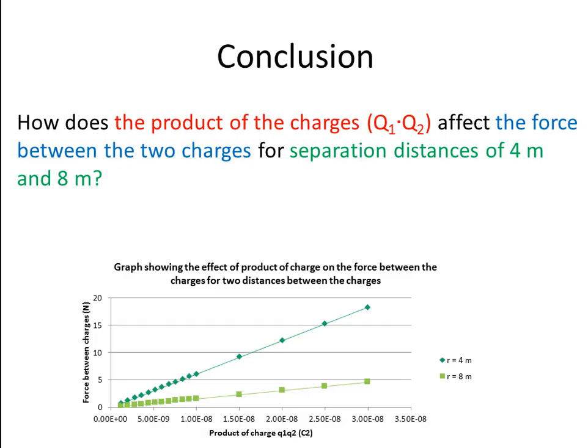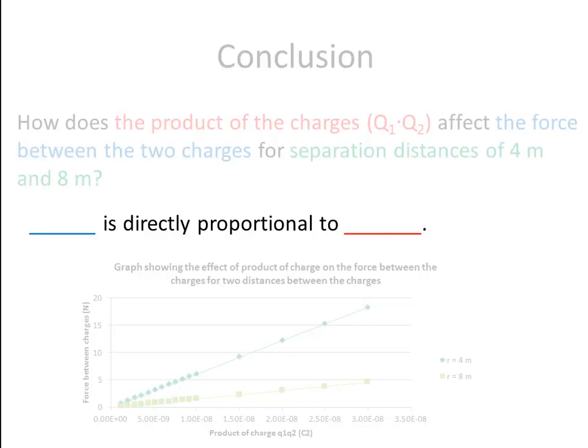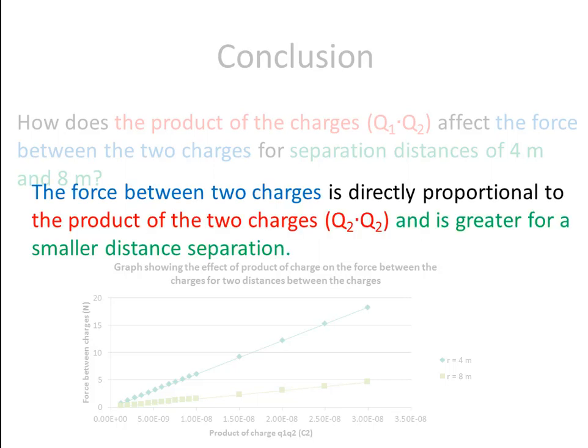What is our conclusion? How does the product of the charges affect the force between the two charges? And how is that different for the separation distances of 4 meters and 8 meters? In both cases, whether it be 4 meters or 8 meters or any other separation distance, the dependent variable is directly proportional to the independent variable. What is different when we have a different value of the separation between the charges? The force between two charges is directly proportional to the product of the two charges and is greater for a smaller separation distance.